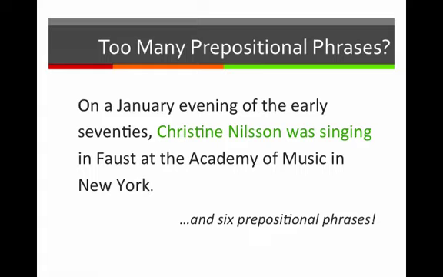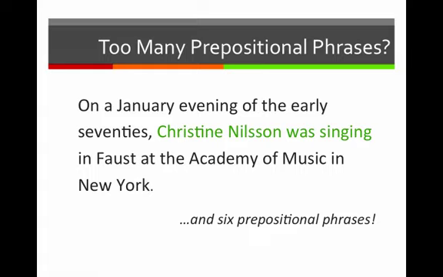Or would you say, well, this is the first sentence of a novel. We need to set the scene. We need to know when and where. Would it make sense just to say Christine Nielsen was singing? Who's she? What is she singing? Sometimes you need a lot of prepositional phrases.